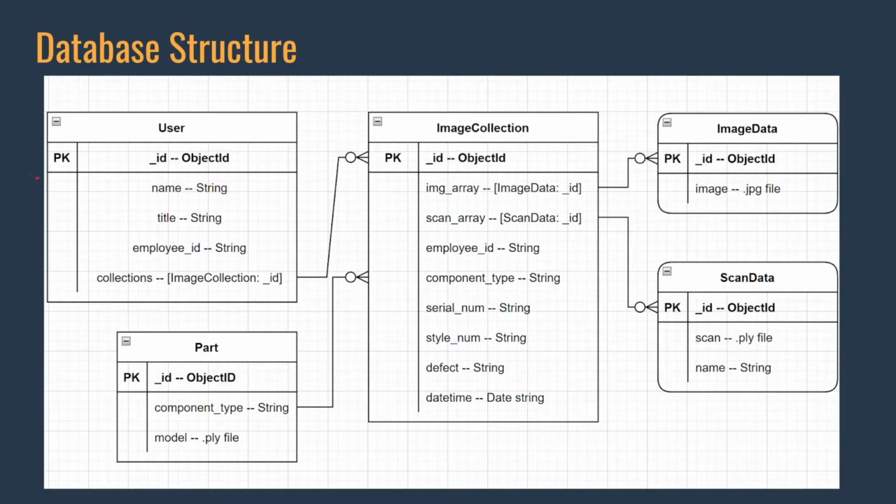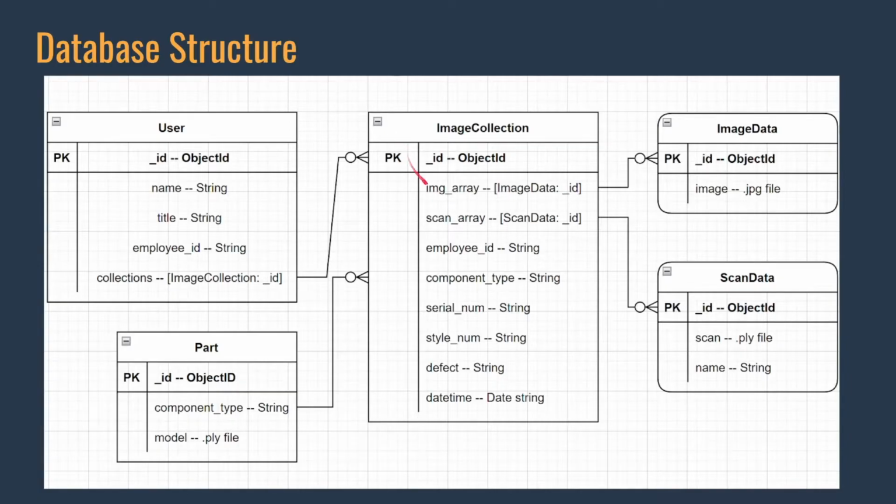We start at the user, who has a variety of identification fields along with references to each of their individual scanning sessions. We also have the parts, which contain the component's type name along with the ground truth CAD model that the scans are being compared to. Each user scanning session is found in image collection, which stores all of the information related to the user's capture sessions.